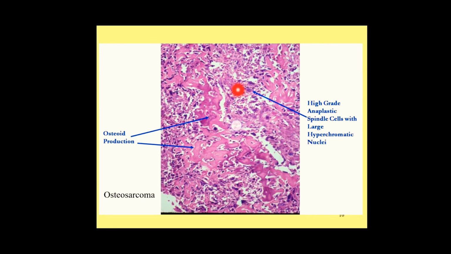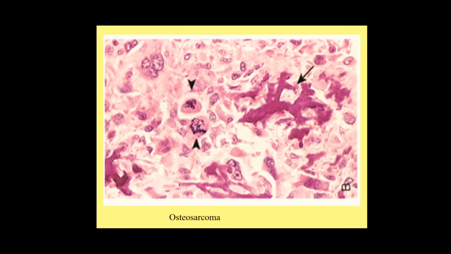Telangiectatic will have dilated vessels, the one which we saw in gross. Microscopically, they will be dilated and congested vessels in telangiectatic type. Small cell will have a small cell component, round tumor cells, and giant cell will have a giant cell component.